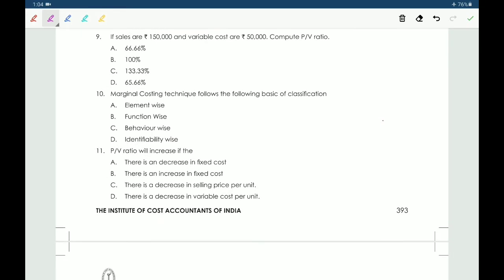Ninth one, if sales are 1,50,000 and variable cost are 50,000, compute PV ratio. What is the formula for PV ratio? Sales minus variable cost by sales into 100. So sales 1,50,000 minus variable cost 50,000 by sales 1,50,000 into 100. By calculating it gives 66.66%.